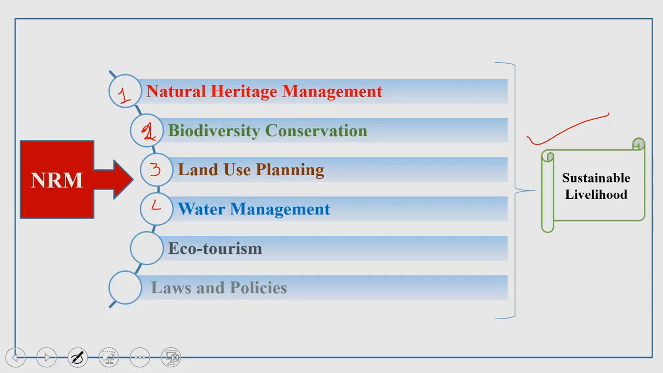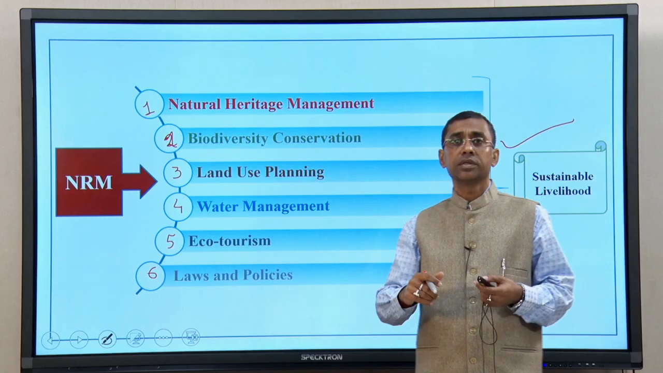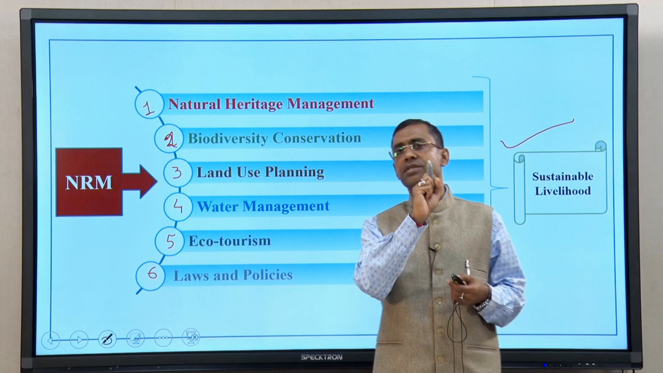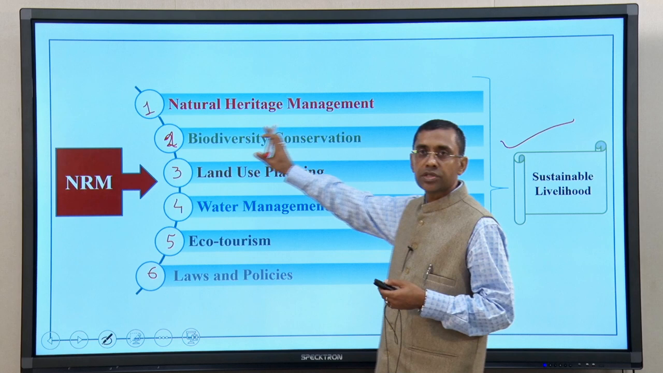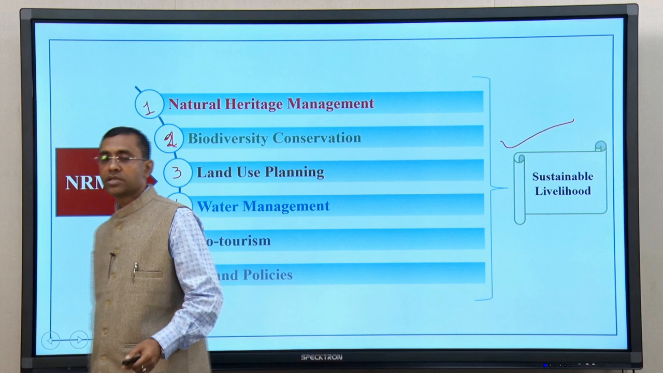Number 4, water management. Number 5, ecotourism. Number 6, laws and policy. Because we need helpful laws and policies which allow us to protect, preserve, and conserve these resources, which are the very basis of our survival. So these are the different approaches within natural resource management that would allow you to achieve sustainable livelihood.